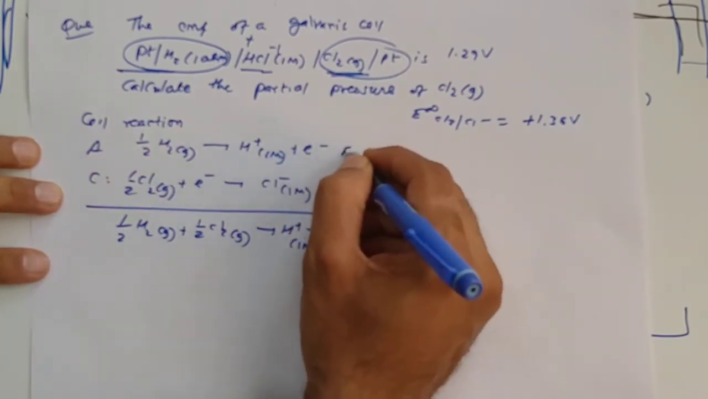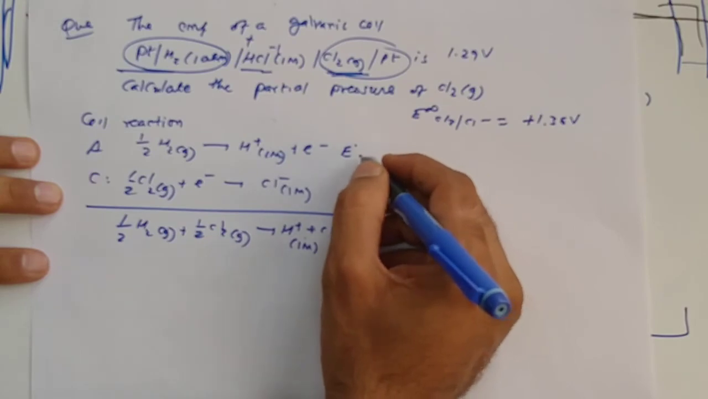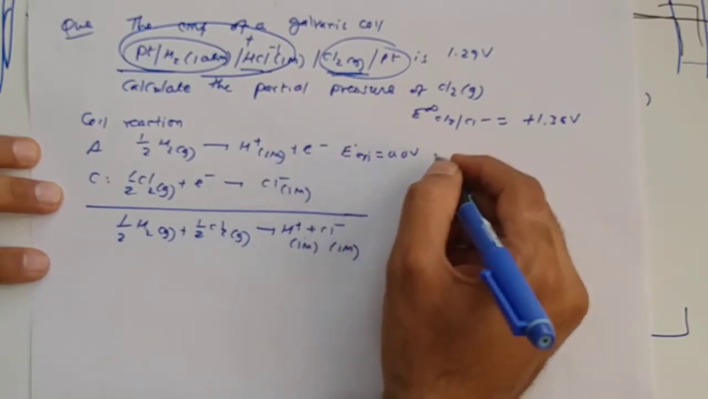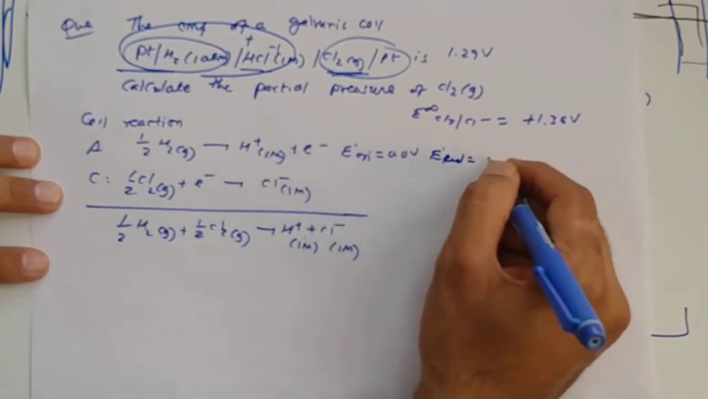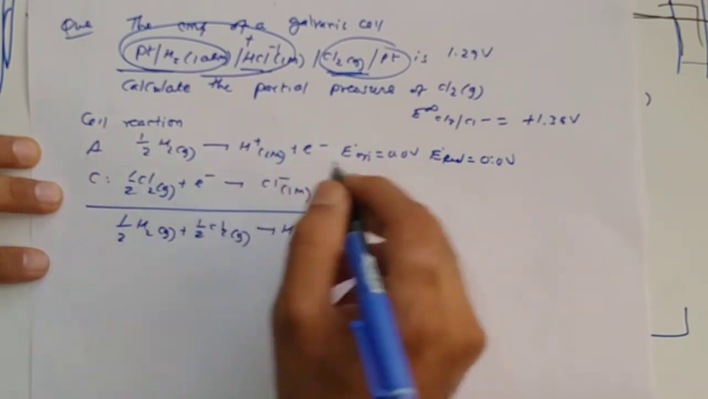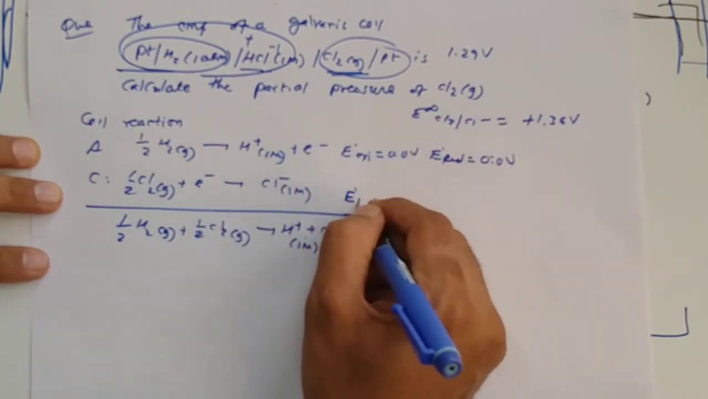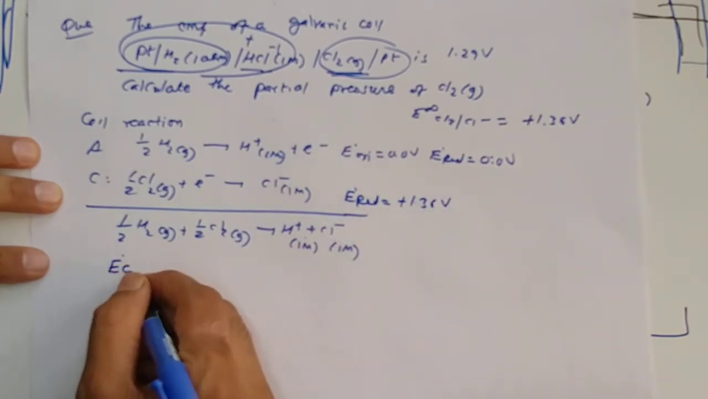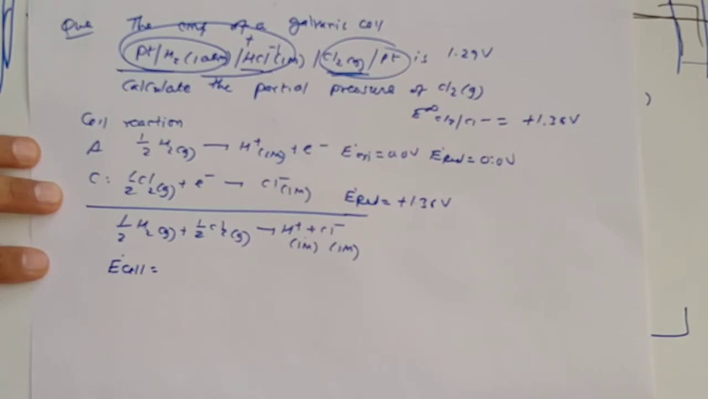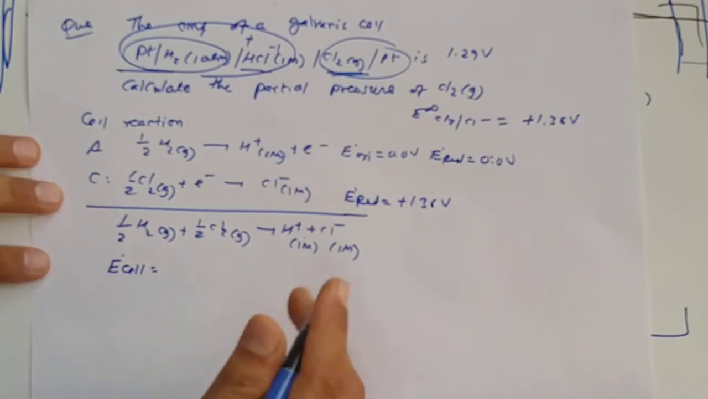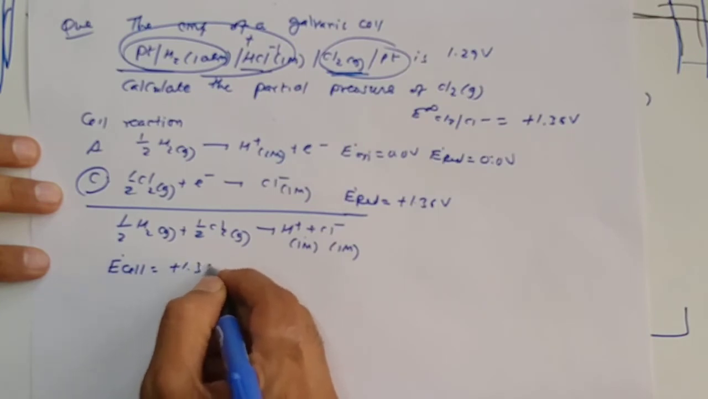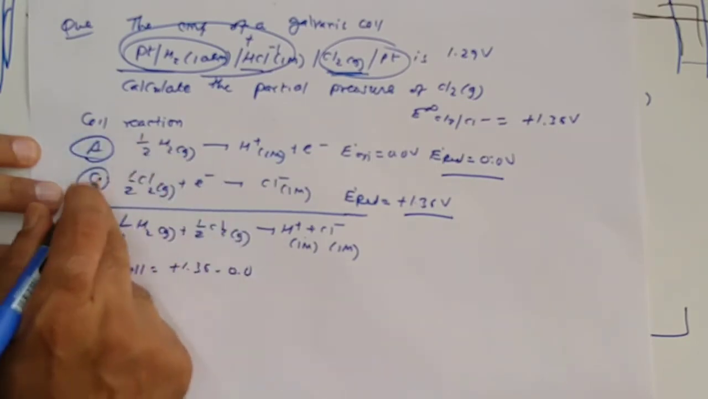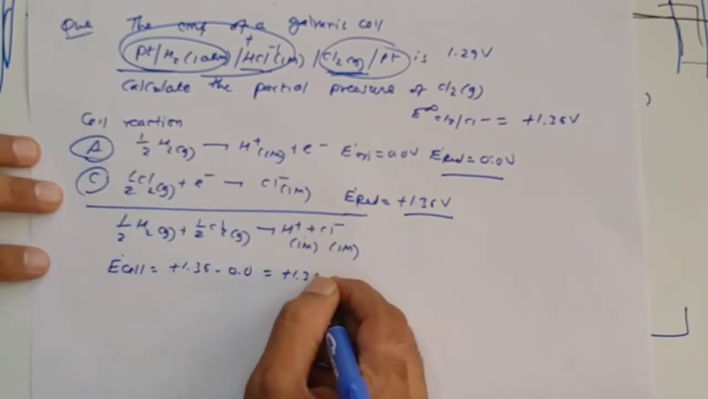Here, the oxidation potential of this cell is 0. Why? Because it is standard, so the reduction potential is also 0. Here the reduction potential is given as plus 1.36. So E degree cell for the given cell is the reduction potential of cathode minus the reduction potential of anode, cathode minus anode. So 1.36.